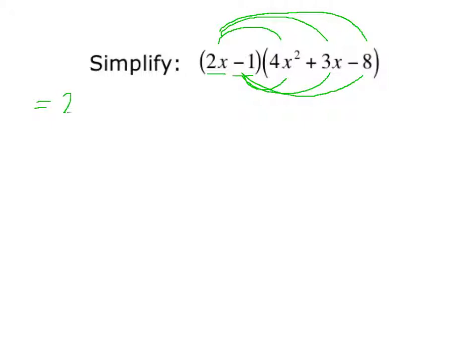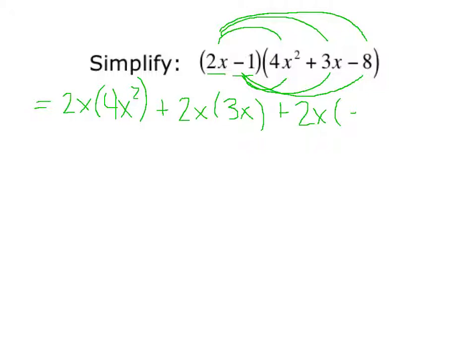So let's begin with the 2x. So we'll have 2x times a 4x squared plus a 2x times a 3x, and then plus 2x times a -8. And remember, we want to make sure we're keeping these operations the same. So we have a -8.